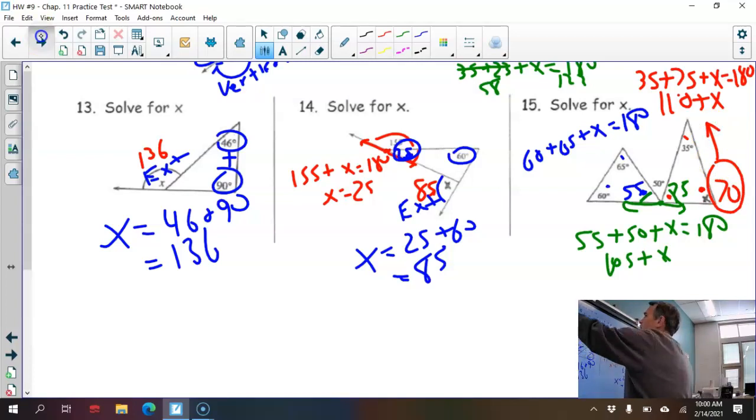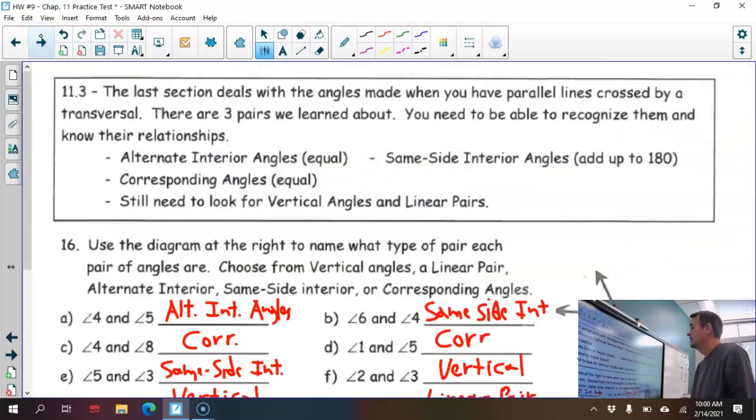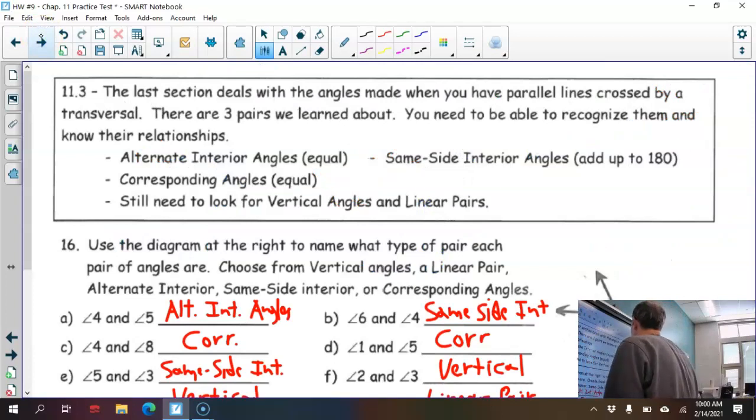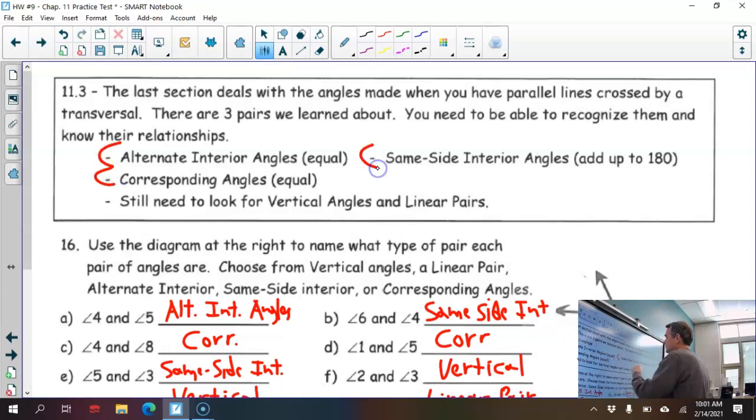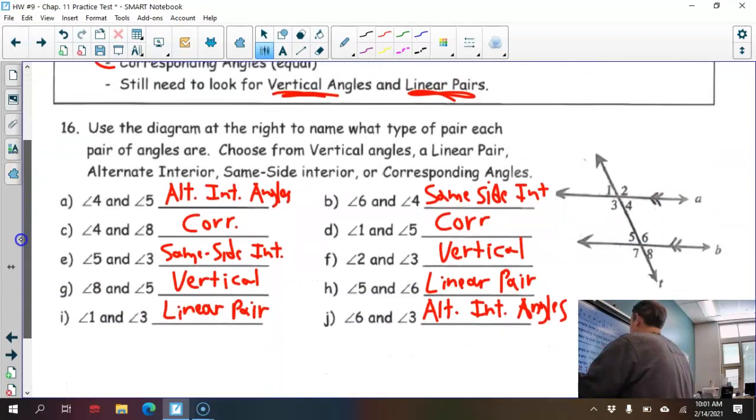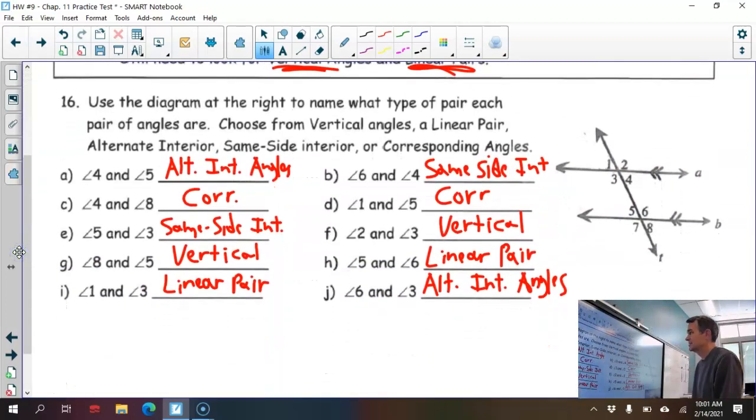All right. And finally, that takes us to the section on lines crossed by a transversal, where you need to know each of these, as well as still need to know those. So this first section, again, is really just vocabulary. I'm going to color in the angles. So I will start with letter A. And in letter A, I have angle 4 and angle 5.